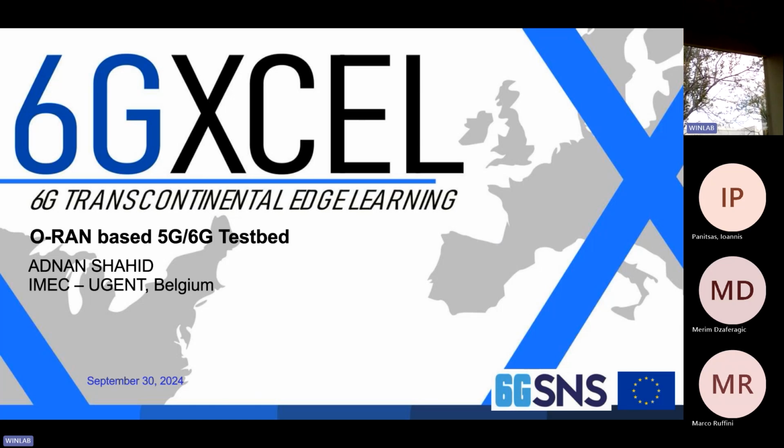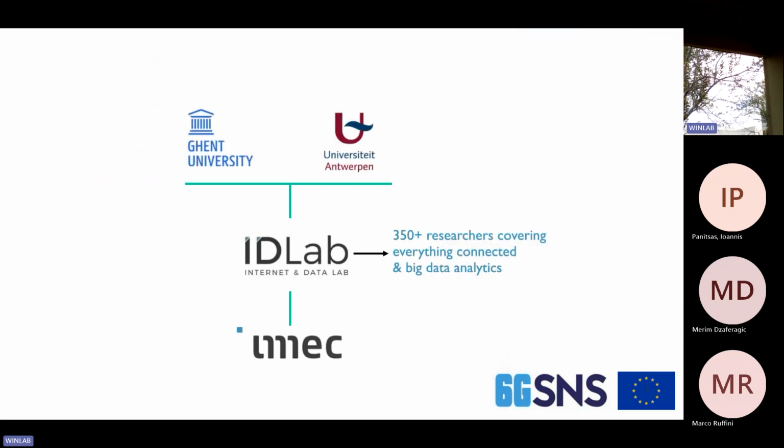So I'm Adnan, from iMEC again, a colleague of Johan. The difference is I'm responsible for the Ghent side and he's responsible for the Antwerp side. Just to give an overview, the split between Ghent and Antwerp: we are all part of iMEC, with almost 350 plus researchers divided between Ghent and Antwerp.